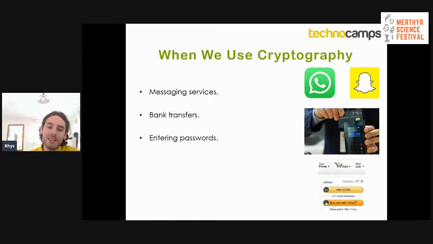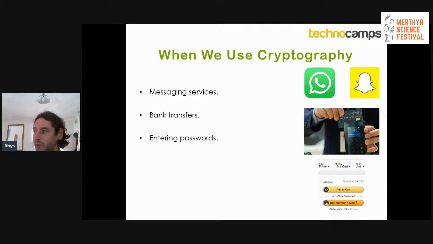So definitely online with places like bank transfers, bank websites. Definitely when we are using accounts to enter passwords. Definitely messaging services. So for example, WhatsApp. Okay, so we got different ways that we use cryptography every day in our lives. And it's something we often don't even think about. We just write the message, click send, and it's done for us.